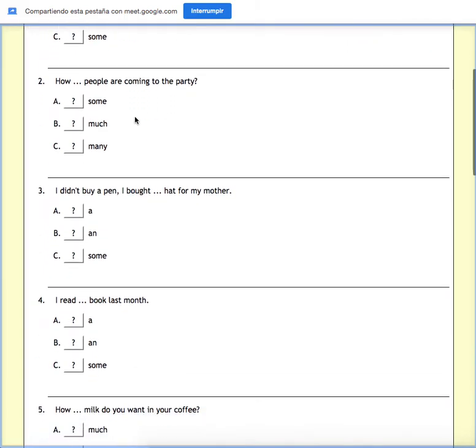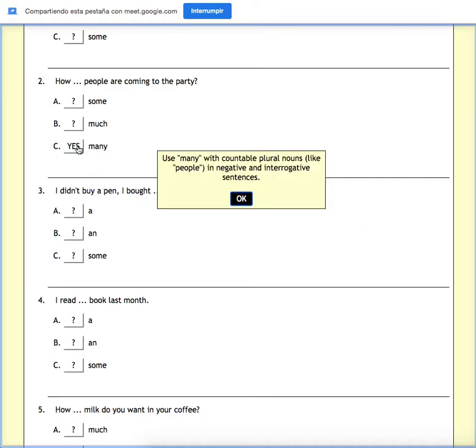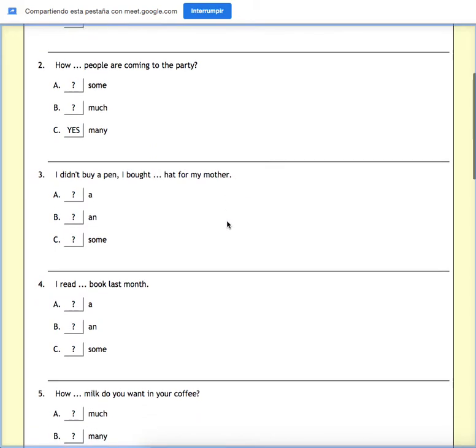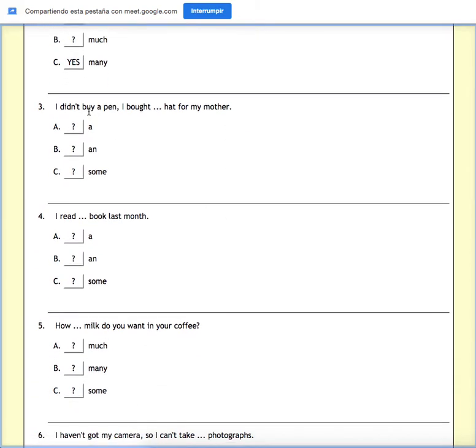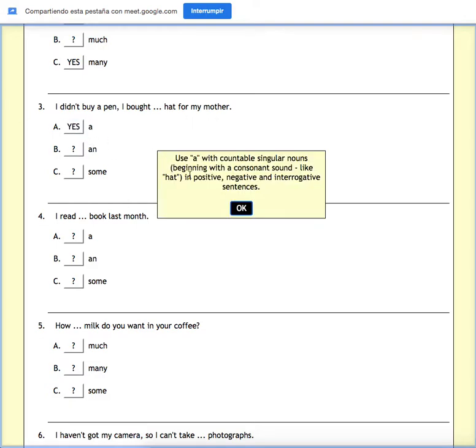The next one. How people are coming to the party? What do you use? Some, much, or many? Okay, Juan. Many. So, how many people are coming to the party? The next one. Raise your hand, please. I didn't buy a pen. I bought a hat for my mother. What do you use? A and some. Pachito. A hat. Very good.